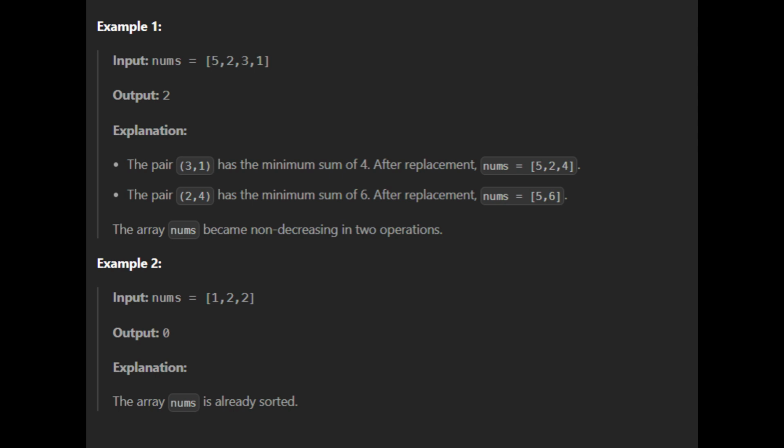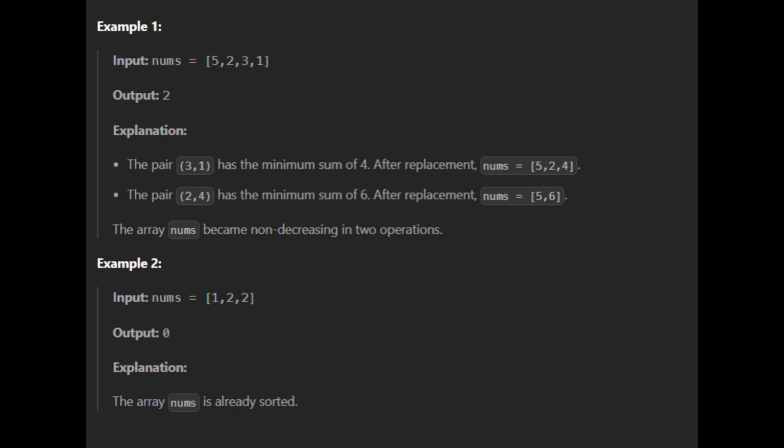5 plus 2 equals 7. 2 plus 3 is equal to 5. 3 plus 1 is equal to 4. The minimum sum is 4, and it comes from the pair 3 plus 1. So, according to the rule, we replace this pair with their sum. After replacement, the array becomes [5, 2, 4]. This is our first operation.